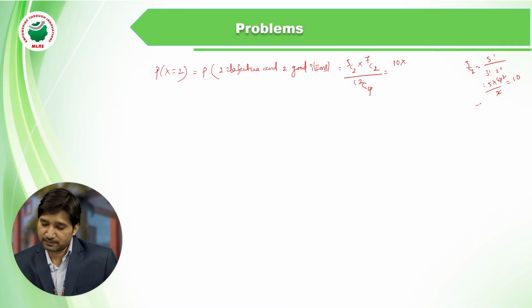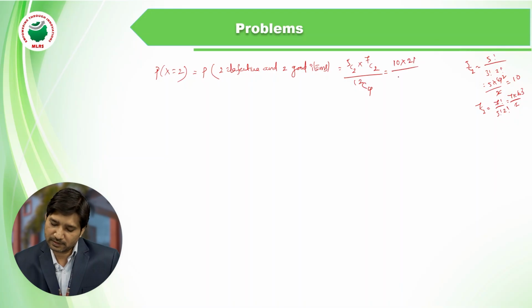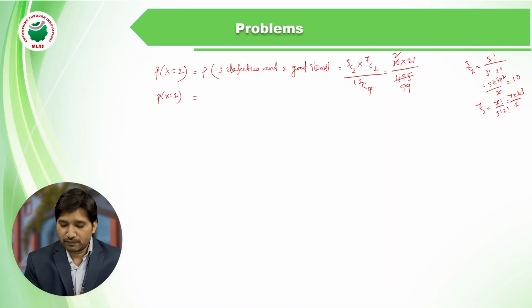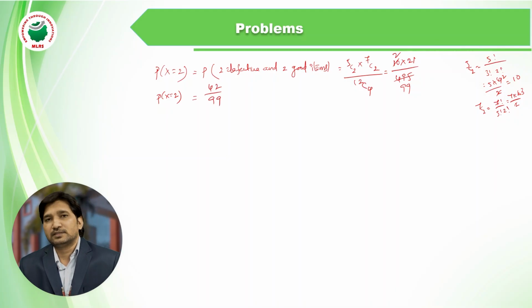7C2 is 7 factorial by 5 factorial into 2 factorial. 7 into 6, 5 cancels, into 2. 2 ones are 2, 2 threes are 6. 7 threes are 21. 12C4 is 495. Okay, so 5 twos are 10, and 99 cancels. So finally, when P of X equal to 2, we will get 42 divided by 99. That is the probability.